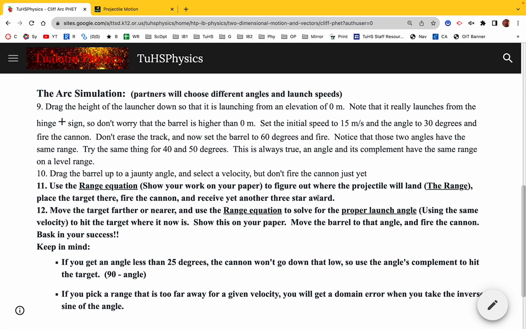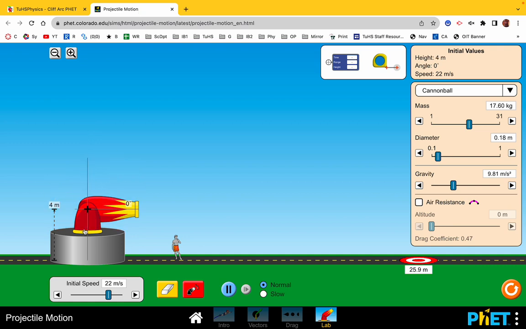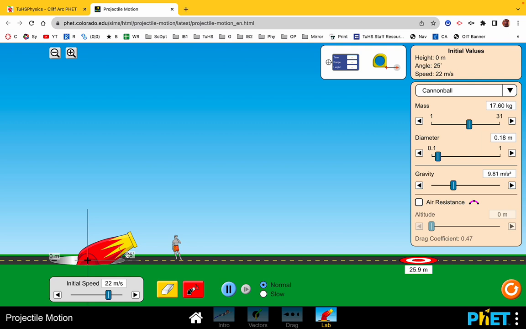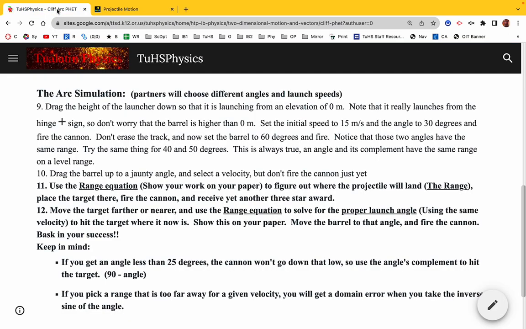In this video, let me show you how to do the arc simulation. Okay, so it says drag the height of the launcher down so it's launching from an elevation of 0 meters. Don't worry that it's down in a hole. It is kind of annoying though. You can't set the barrel less than 25 degrees. Note that it really launches from the hinge sign, so don't worry that the barrel is higher than 0 meters.